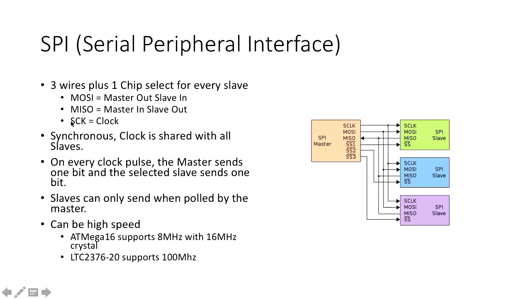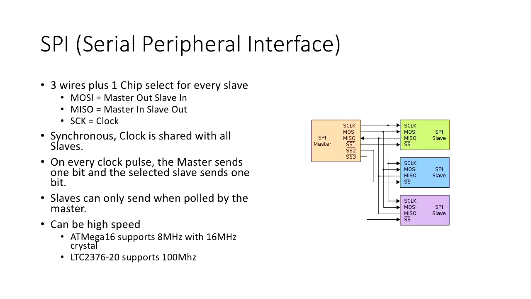Then SCK means that is a clock. There is a clock, so it is synchronous. Whenever there is a clock present, that is synchronous. The clock will be shared with all the slaves. And on every clock pulse, the master sends 1 bit and the selected slave sends 1 bit back. That's the correct wording: on every clock pulse. So slaves can only send when polled by the master. A slave cannot communicate to the master until your microcontroller says, okay, you communicate.